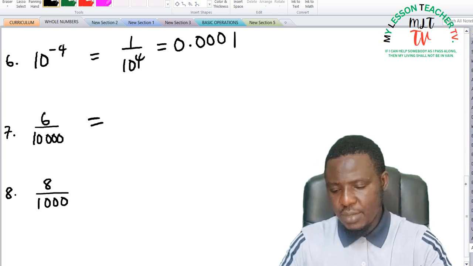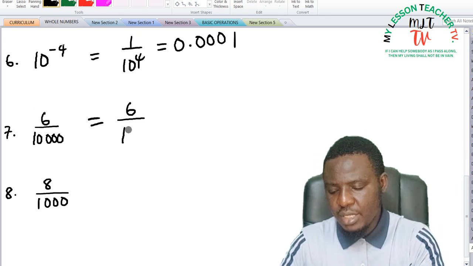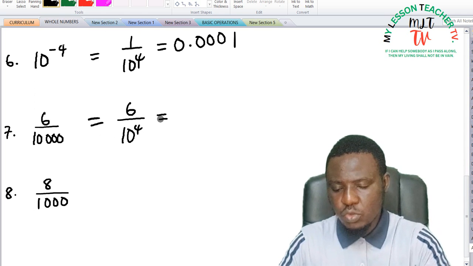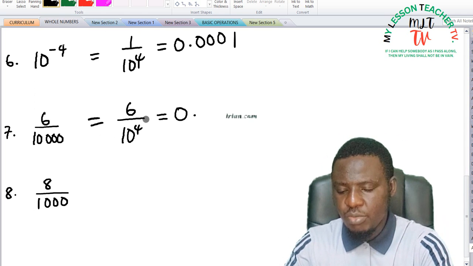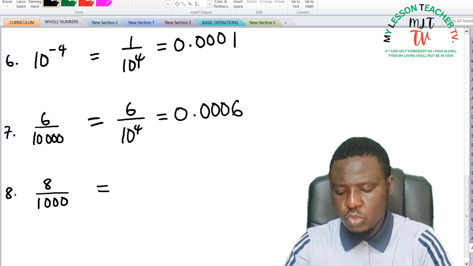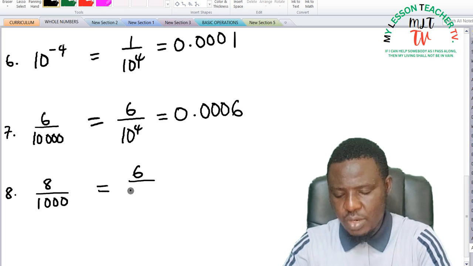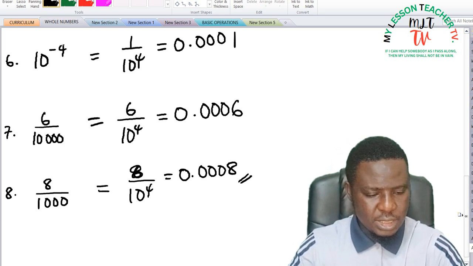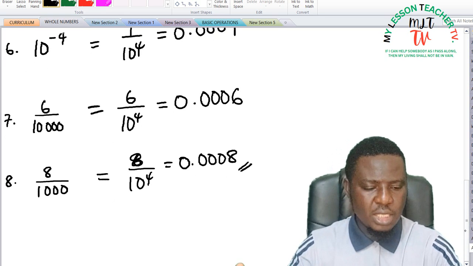Question 6. This can be expressed as 6 divided by 10 raised to the power of 4, which is equal to 0.0006. 3 zeros before 6. That will be 0, 0, 0, 6. And same goes to this. This is 6 divided by 10 raised to the power of 8, which is equal to 0.00000006. So that gives us our answer.